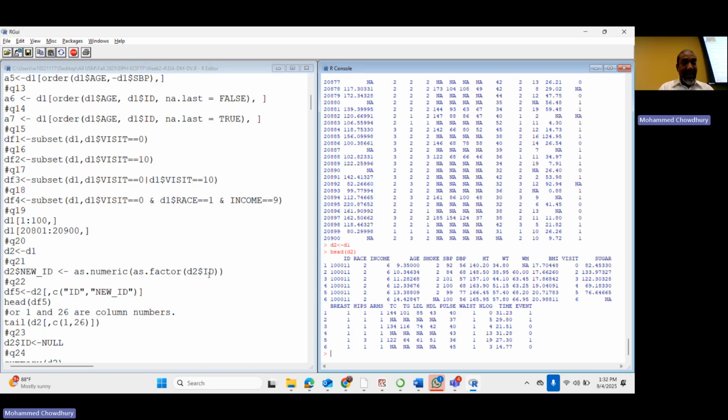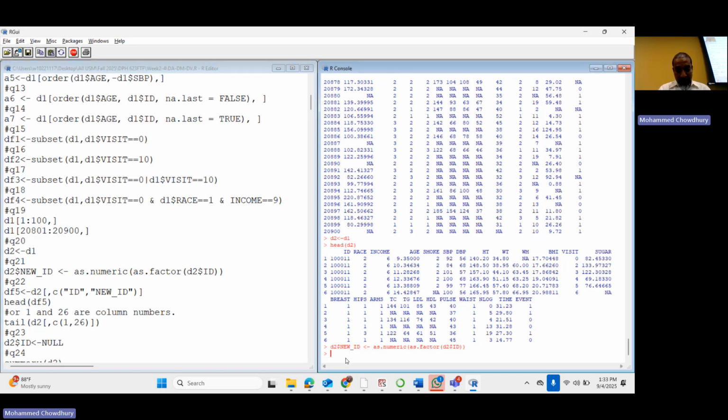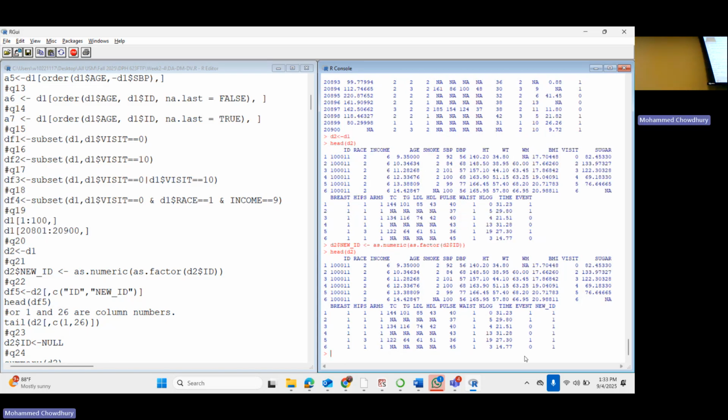The original ID is ID and it has numbers like 100,011, 100,012, something like that. But I want to create a new ID. Take a look. This is my new ID, head D2. Now take a look at that. These are all the same persons, right? And they have the same new ID 111. Understand? I created that new ID from the original ID by writing as.numeric, as.factor original ID.